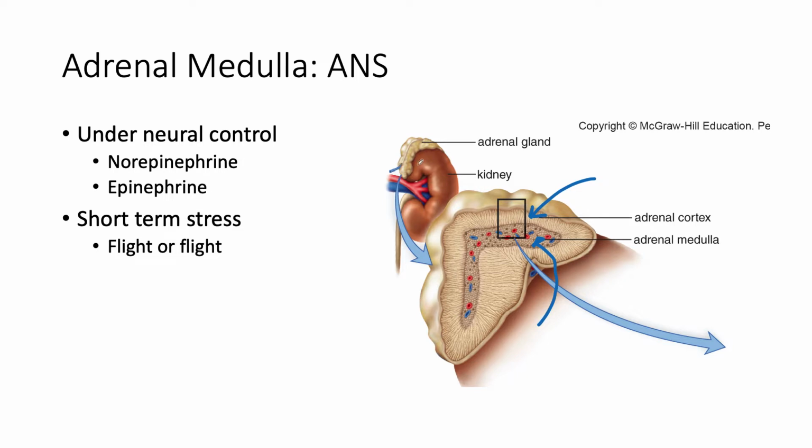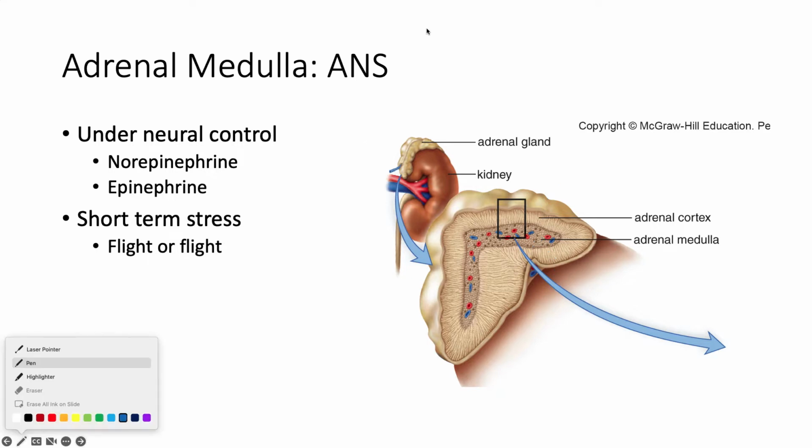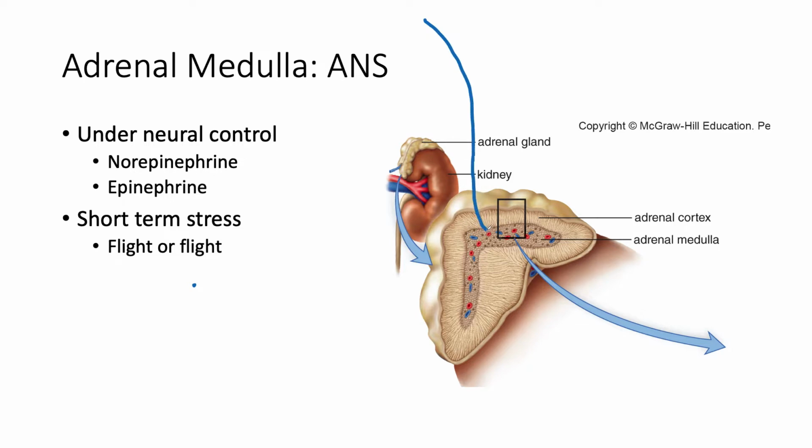But this is kind of a weird gland because it is actually under neural control, which means that the nervous system is going to have neurons that reach out and actually directly stimulate the adrenal medulla. And it's going to cause the production of two hormones. Now, when we talk about these in the nervous system, we call them neurotransmitters. But because the adrenal medulla is going to release them into the blood, they're called hormones. Remember, endocrine system hormones are released into the blood.